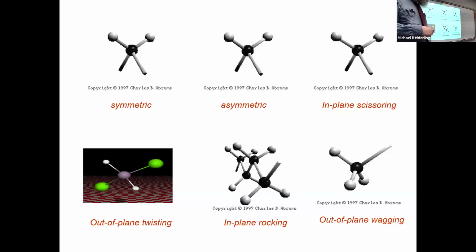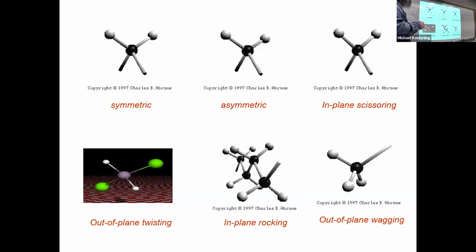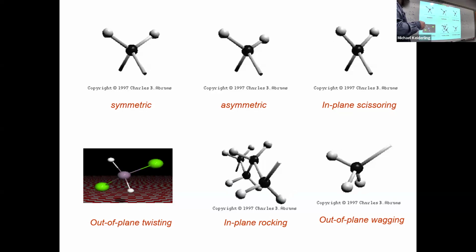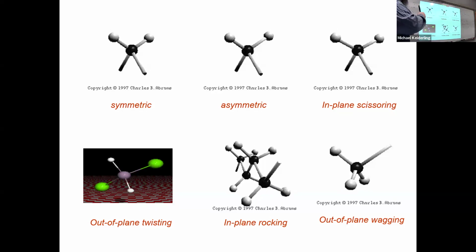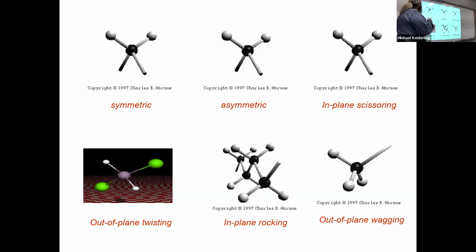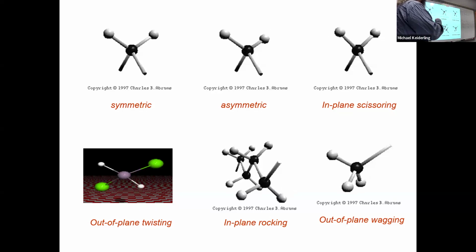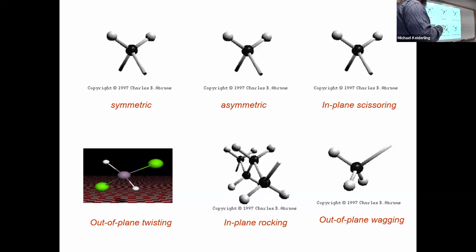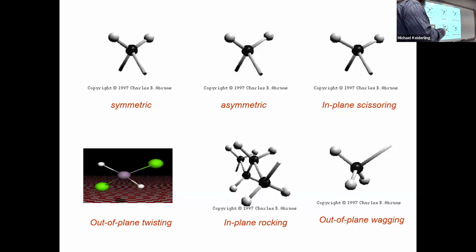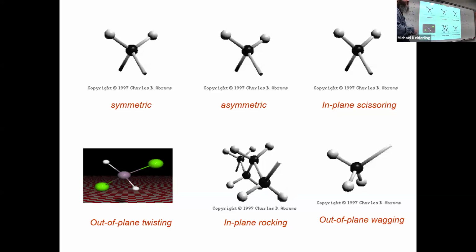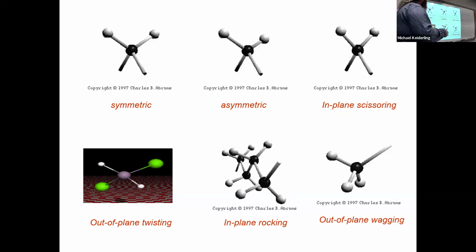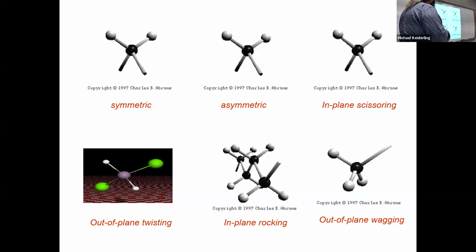And here are some animations. Here's symmetric stretching. Here's asymmetric stretching. With symmetric stretching, the idea is that the middle doesn't move, and the outside moves in and out. With asymmetric, the middle moves as the outside moves back and forth, kind of. There's scissoring in plane. There's out-of-plane twisting. You can see it's twisting around. There's wagging. And here's rocking.